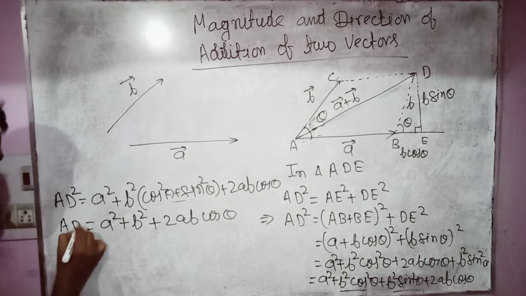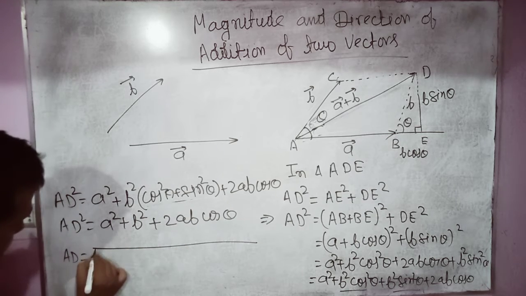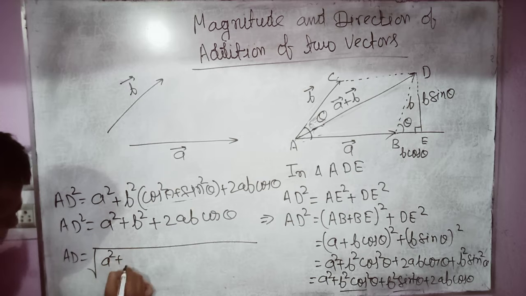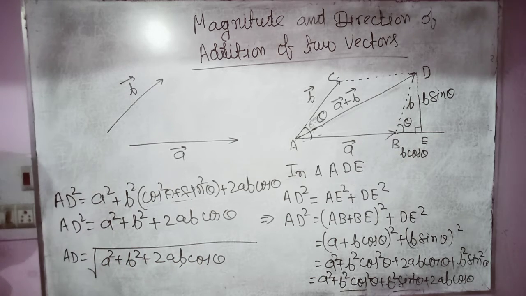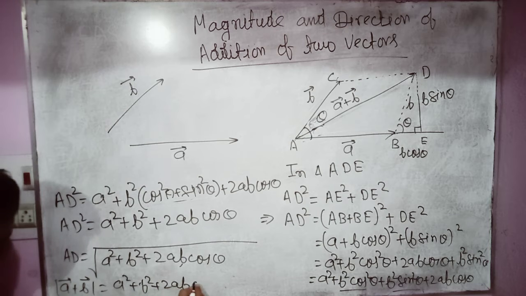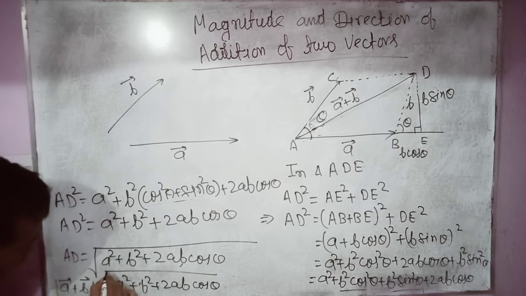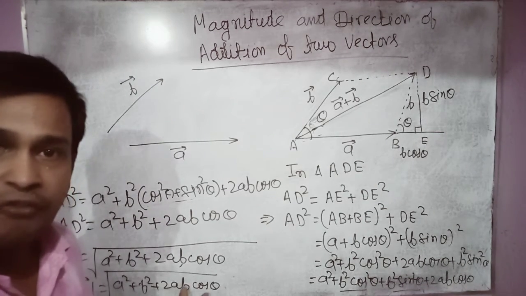So AD square is equal to A square plus B square plus 2AB cos theta, now AD is equal to root under A square plus B square plus 2AB cos theta. AD is the magnitude of vector A plus B, that is, the magnitude of vector A plus B is equal to square root of A square plus B square plus 2AB cos theta. This is the formula for finding the magnitude of addition of two vectors.